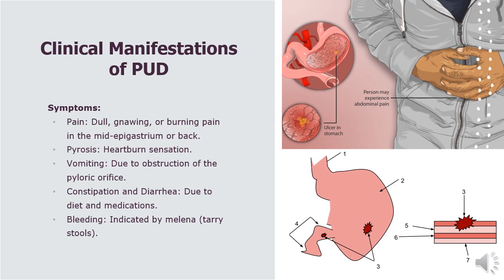Patients with PUD typically experience a dull, gnawing, or burning pain in the mid-epigastrium or back. They may also report heartburn, vomiting, and changes in bowel habits like constipation or diarrhea. In severe cases, there may be signs of bleeding such as tarry stool, known as melena.